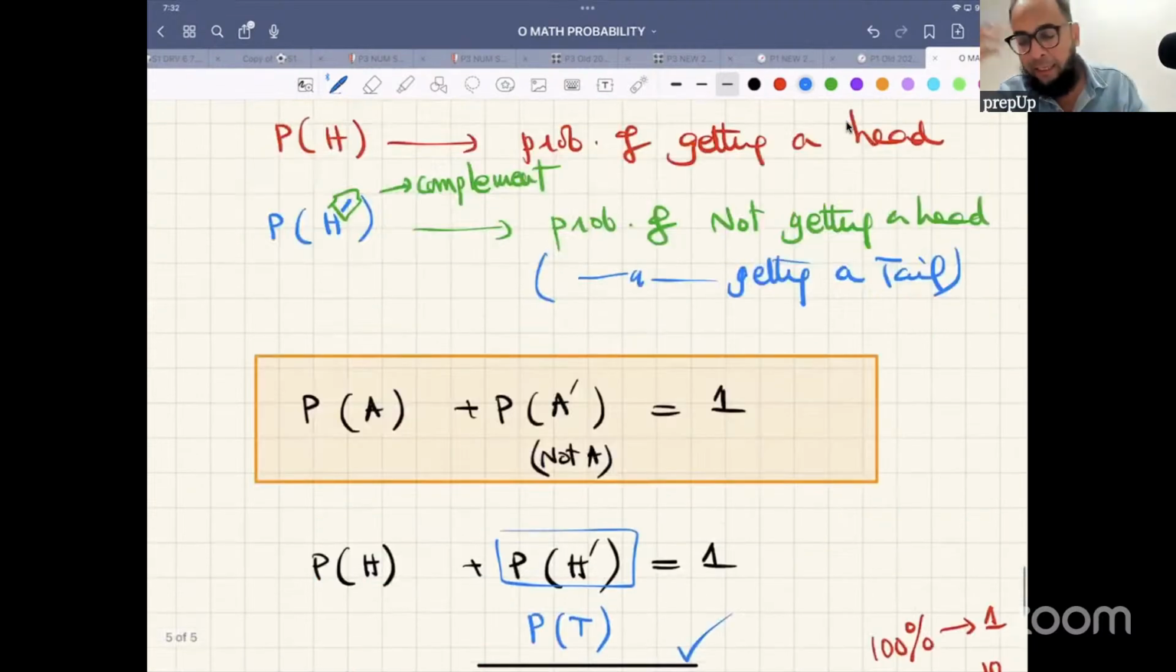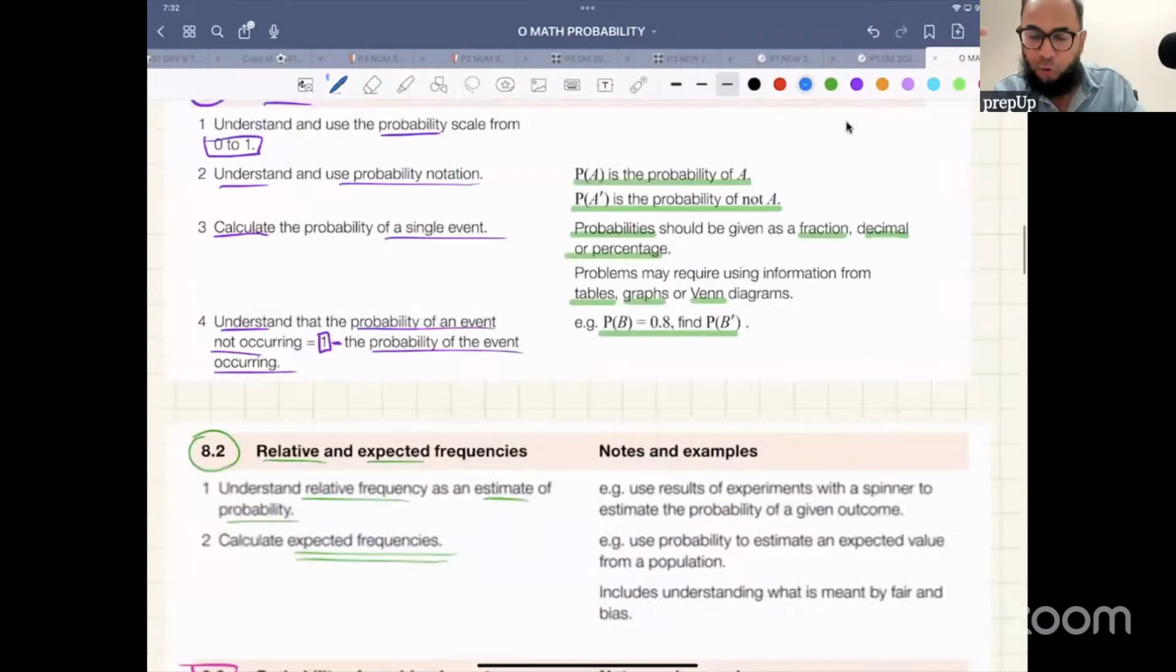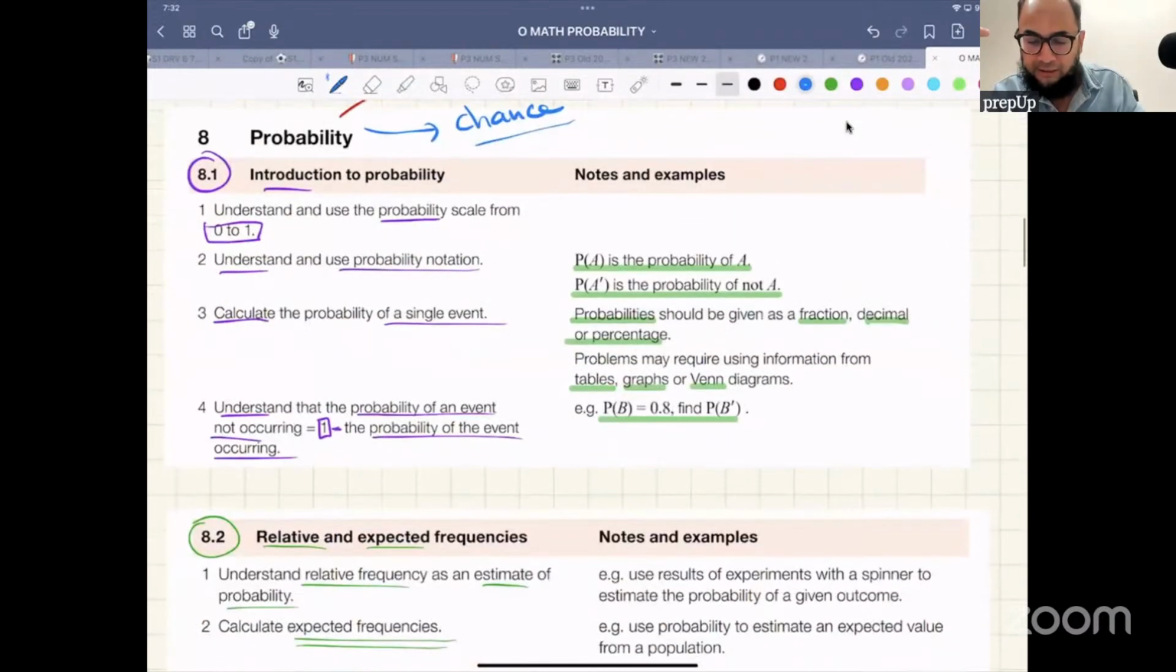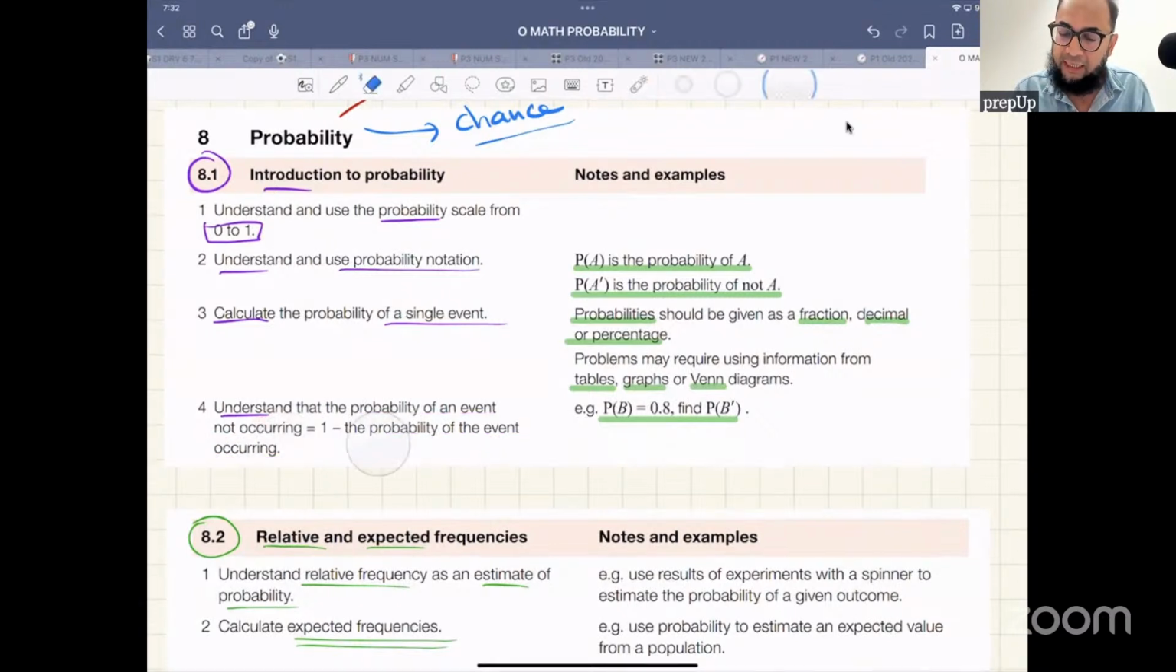Now, let me again go to that same paragraph. And it says, calculate the probability of a single event. I'll be giving some more examples. Probabilities should be given as a fraction, as a decimal, as a percentage. And then we'll be talking about tables and graphs or Venn diagrams and things like that. And this we just did. Let me just highlight this.